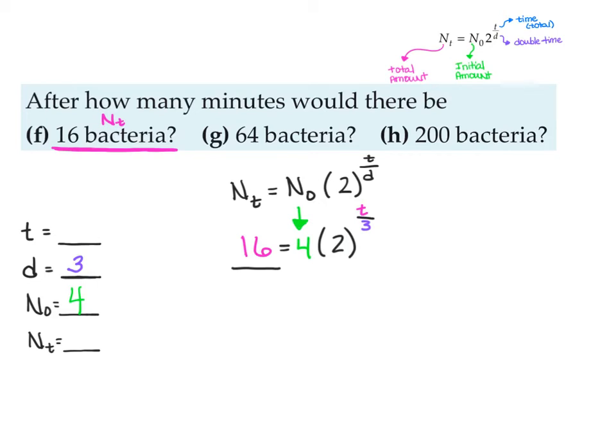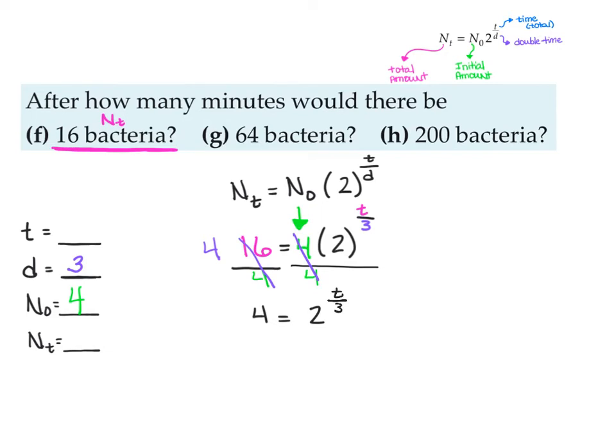Now, to get to the T, it's in our exponent position. I need to isolate that base of 2 so that I can then get to the T in the exponent spot. To do that, I'm going to divide both sides by whatever's being multiplied to the base 2, and that would be our 4. So we divide both sides by 4. The 4 becomes a 1, and 16 over 4 becomes 4. I'm going to rewrite our problem. So now we have 4 equals 2 to the T divided by 3 power.